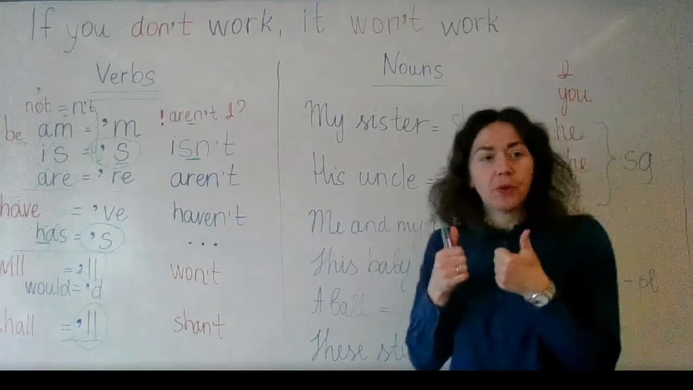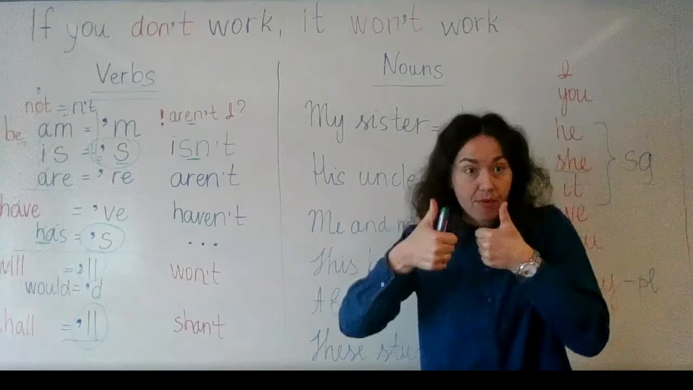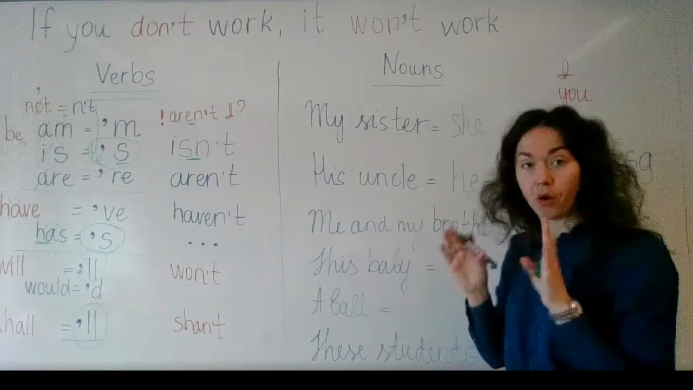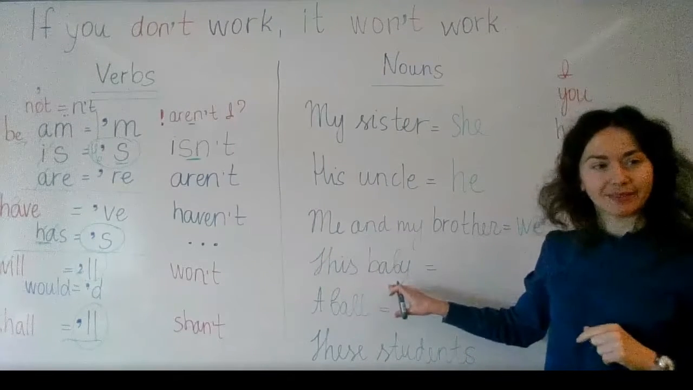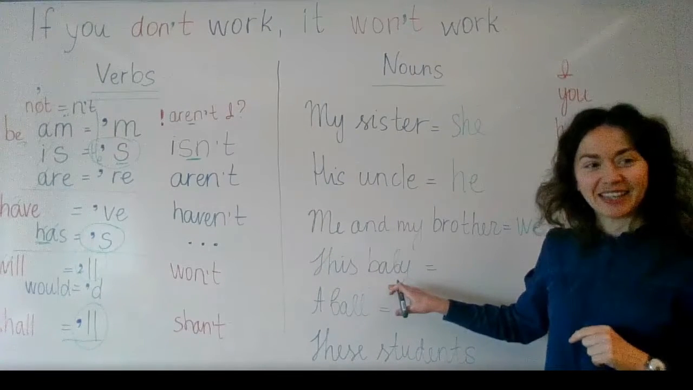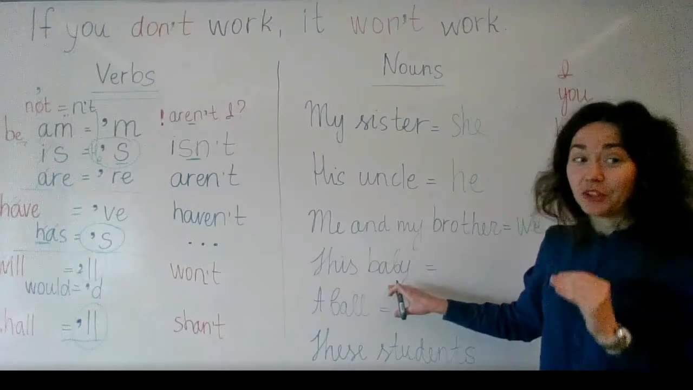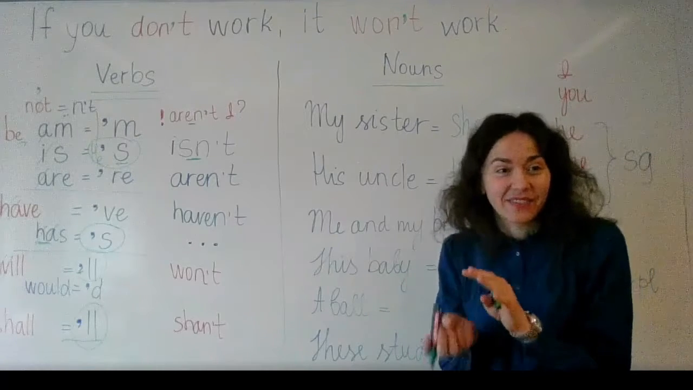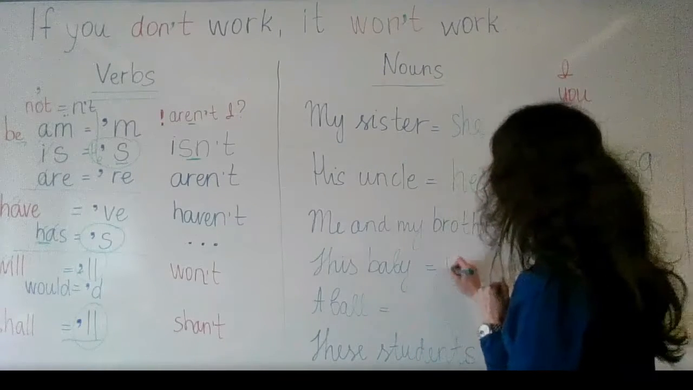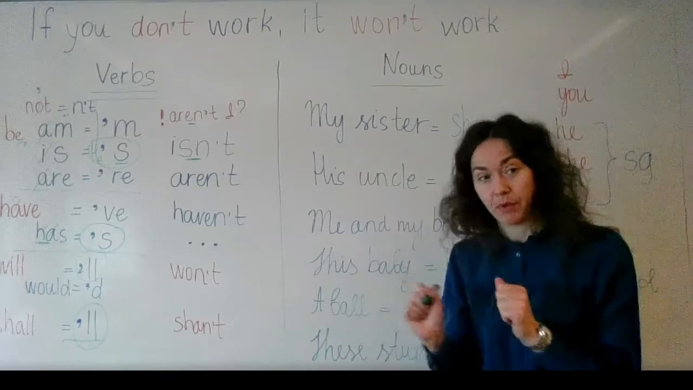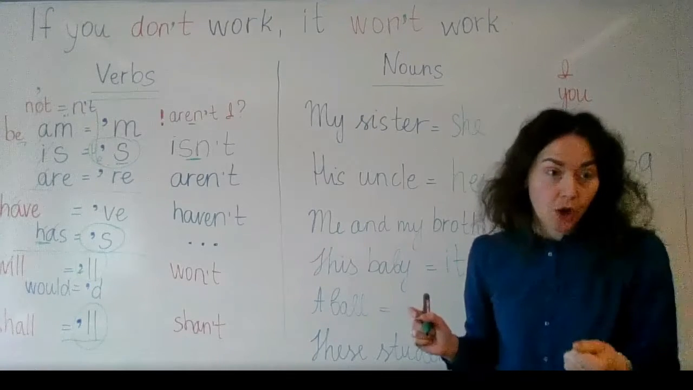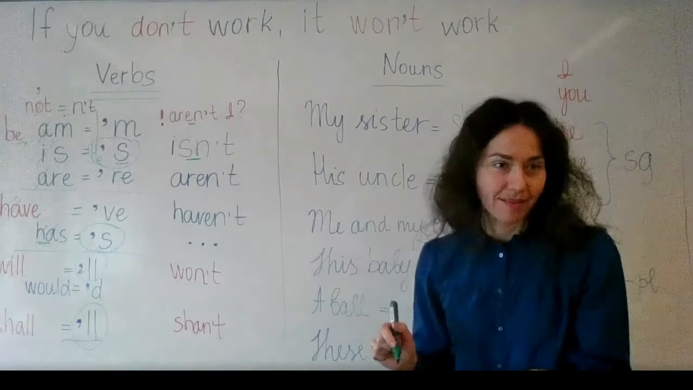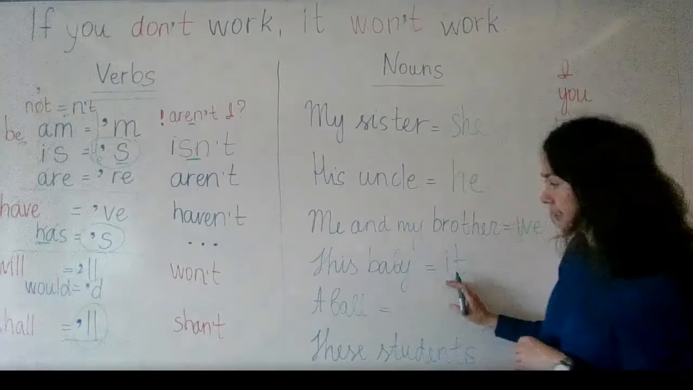Here we have me and my brother. So now we have two people. Me and my brother. We, always we. When you are part of this group, always we. This baby. If you don't know if this is a boy or a girl, if this baby is tiny, we can use it. And of course, sometimes if you know, for example, you know that the name of this baby is Bob, you can say he. But if you do not know, you can use it.